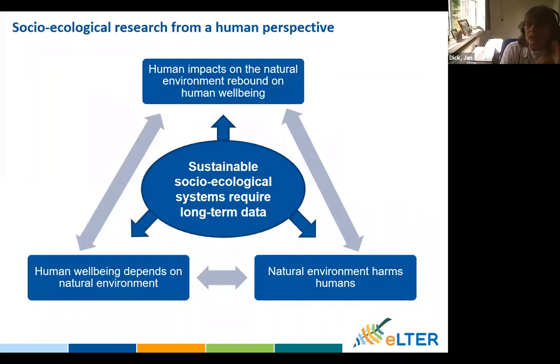One way of looking at the social ecological system is to think about human well-being depending on the natural environment. We need that for our food and shelter, but the natural environment also does harm to humans in terms of droughts and floods and pests and pestilence, etc. So our human impact on the natural environment also rebounds in terms of the natural harms and the natural benefits of nature.